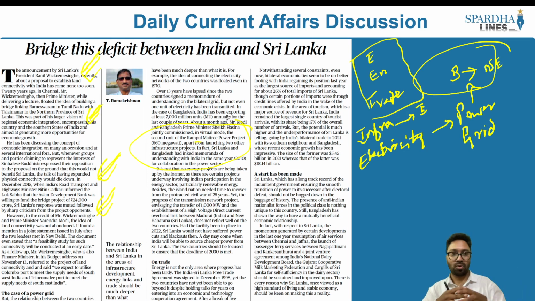Power blackouts took place. They did not have power for a very long period of time. There was an exponential rise in the prices of basic products. Gas cylinder prices rose exponentially, and at the same time they did not have enough food as well. One cause is external factors, the other is internal factors. On the external factors, tourism was not happening for Sri Lanka. That happens to be one of the main coffers for the government.